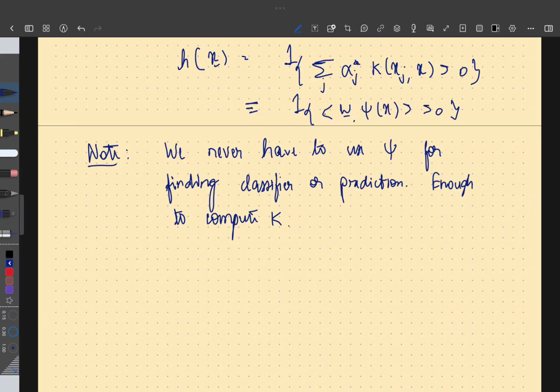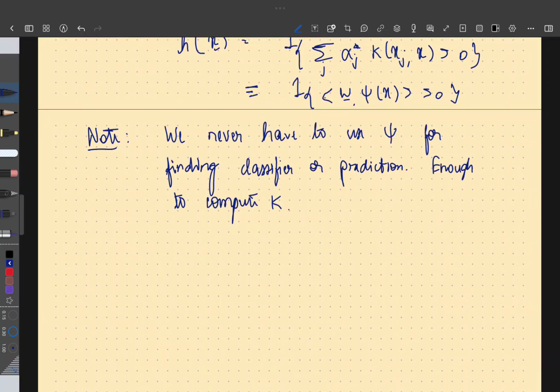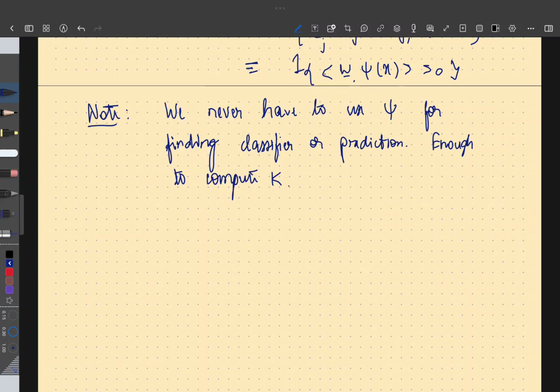In fact, all of this would still work even if we didn't have a closed form expression for psi, or psi were extremely complicated to compute, or even if psi embedded vectors into an infinite dimensional space. So then the natural question to ask is, how should we choose k?